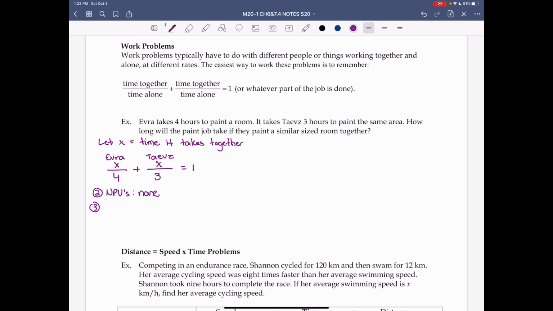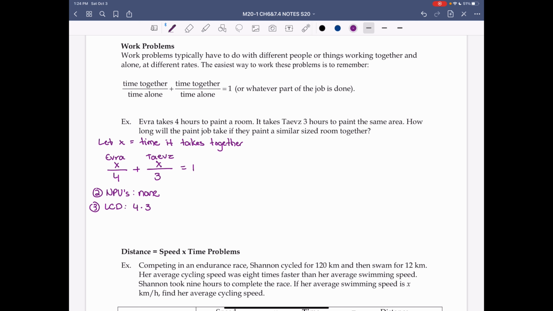Our lowest common denominator, 4 and 3. What's the lowest common multiple of 4 and 3? It's 12, which is 4 times 3. We're going to multiply the lowest common denominator to each of our fractions.